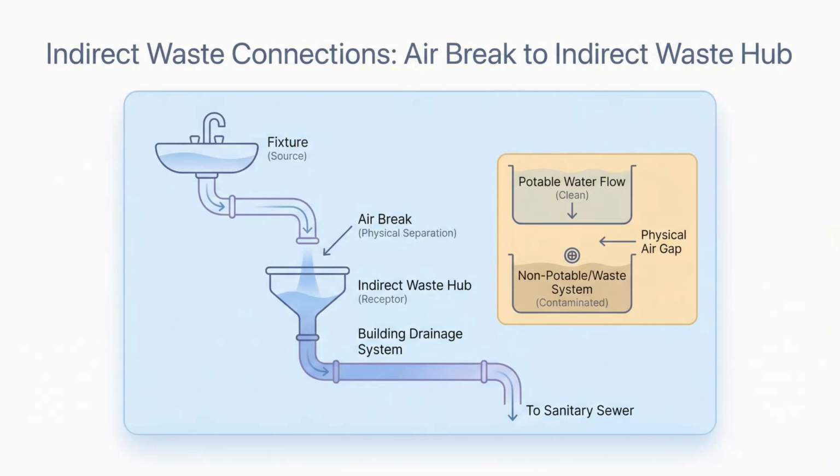When dealing with coolers or storage devices, unwanted water must be drained using an indirect connection. This is usually done with an air brake to an indirect waste hub, which protects the drain from freezing and prevents contamination of the storage device.